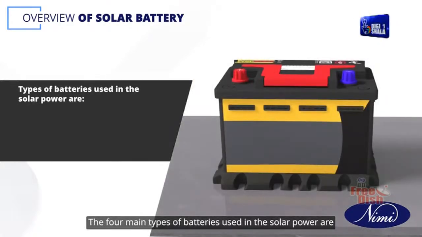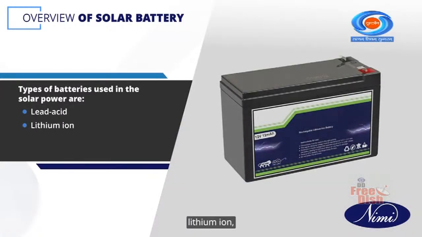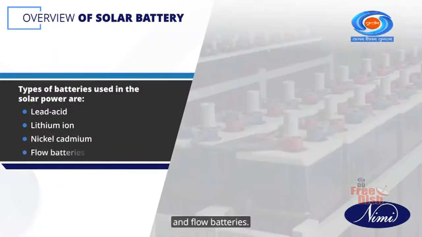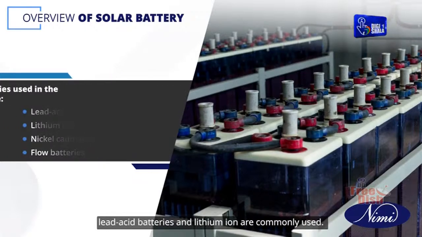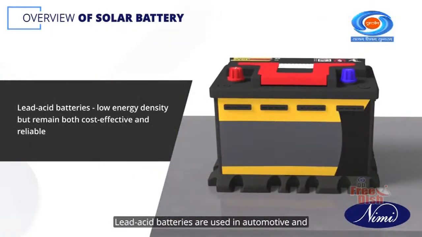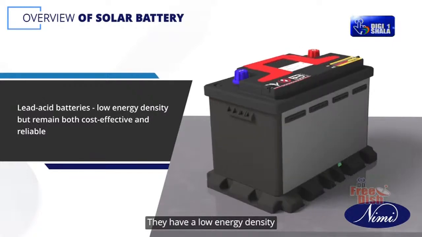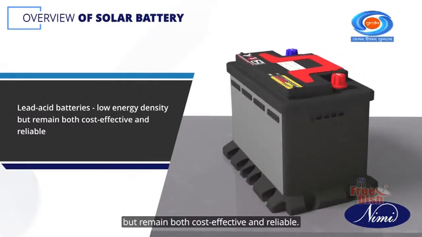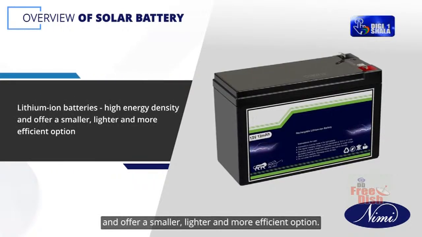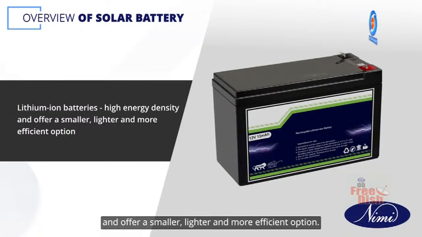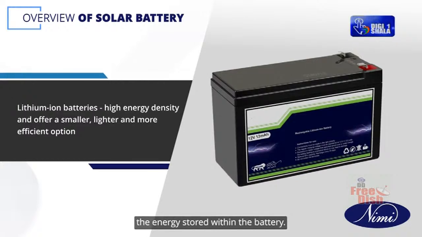The four main types of batteries used in solar power are lead acid, lithium ion, nickel cadmium, and flow batteries. Among the four, lead acid batteries and lithium ion are commonly used. Lead acid batteries are used in automotive and industrial applications. They have a low energy density but remain both cost-effective and reliable. Lithium ion batteries have a high energy density and offer a smaller, lighter, and more efficient option. They allow the user to access more of the energy stored within the battery.